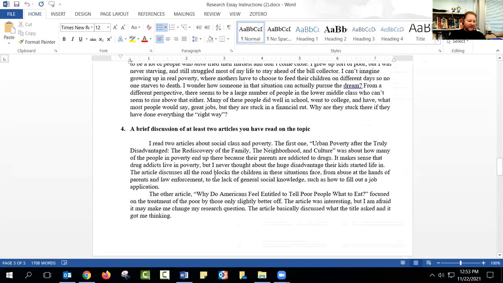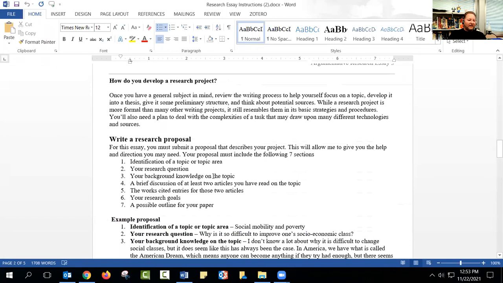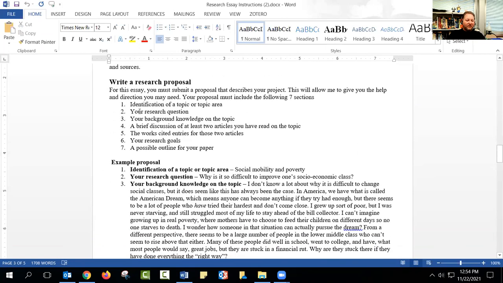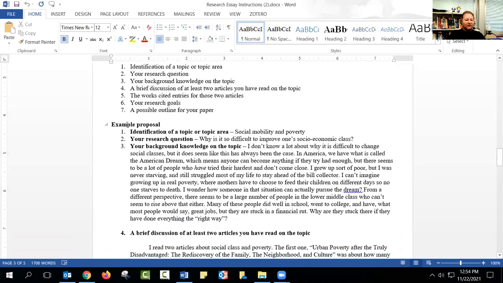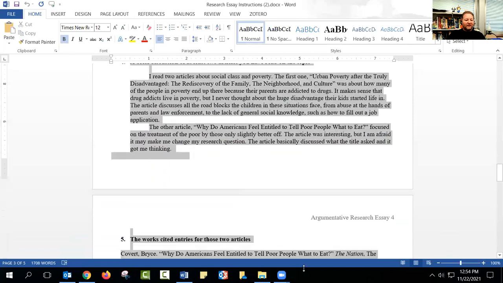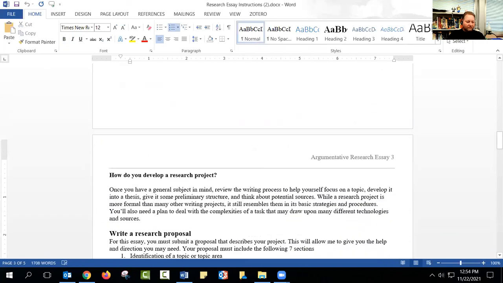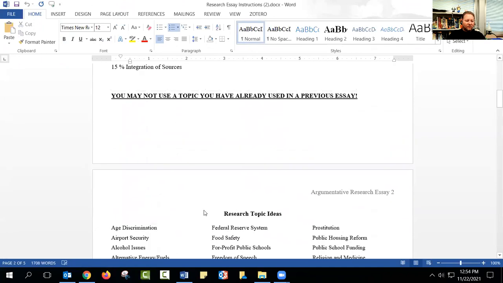But this, and I stress this because every semester I have a number of students, I don't know what happens, they just kind of miss the boat on it. So when you have to actually do your research proposal and turn it in, make sure you come back to these essay instructions and follow these 7 steps. Make sure you look at this example proposal and do something just like it, except with your topic. All right. So that's the instructions.